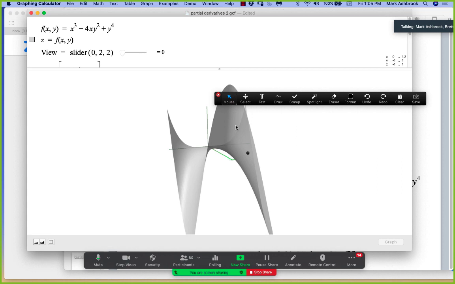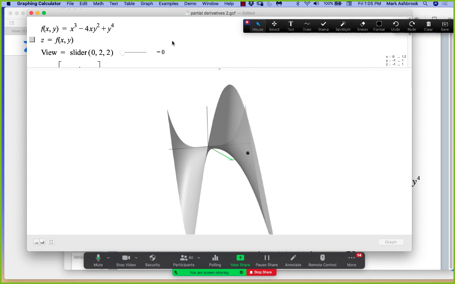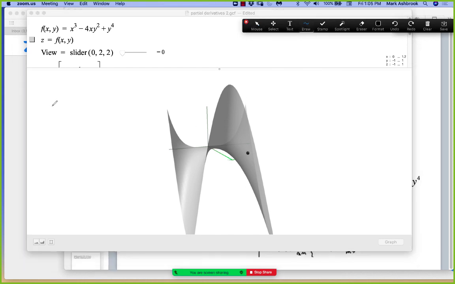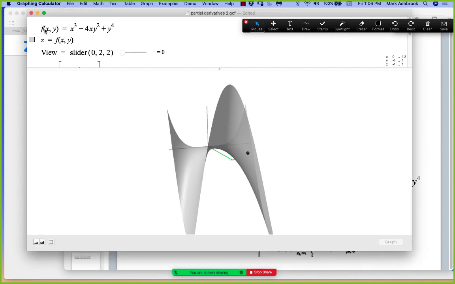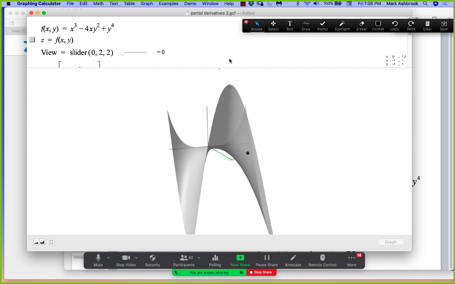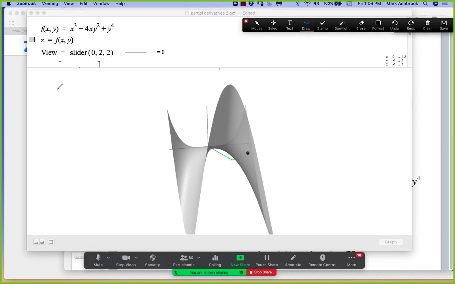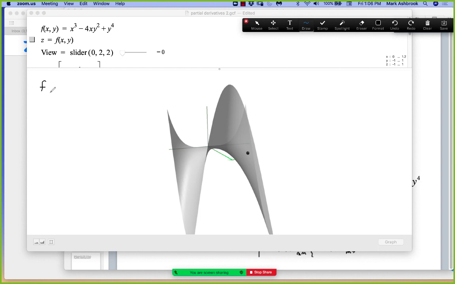Okay, so here's that same situation. Here's the function. I'm calling it f now, and we said it was h before. It doesn't matter. So we found that the partial with respect to x at (1, 1/2), is that right? Was 2.